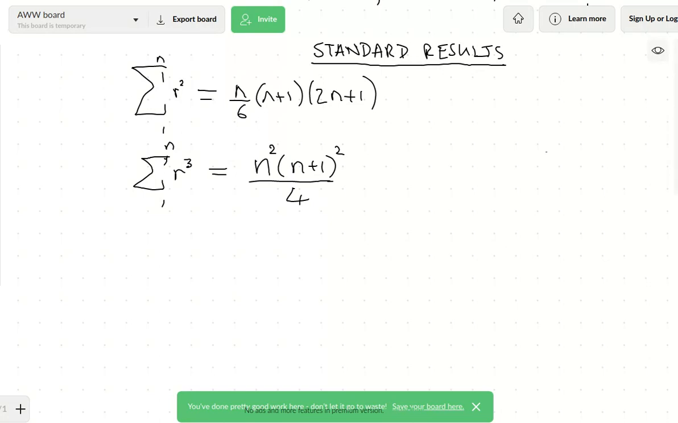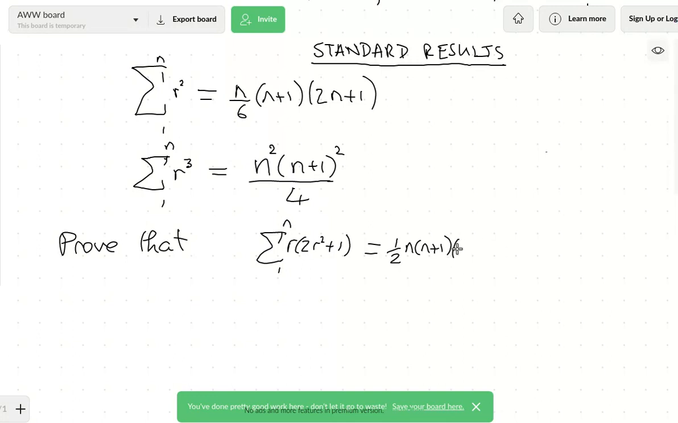Now, I'll just show you a couple of kinds of questions that you might get asked. You might get asked something like this. Prove that the sum, and I'm just going to pick one at random from the mixed exercise, the sum from 1 to n of r times (2r squared plus 1) equals a half n plus 1 times (n squared plus n plus 1).